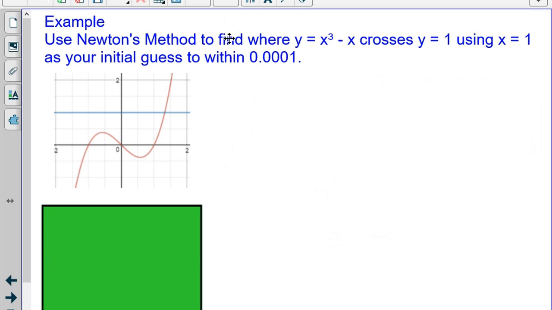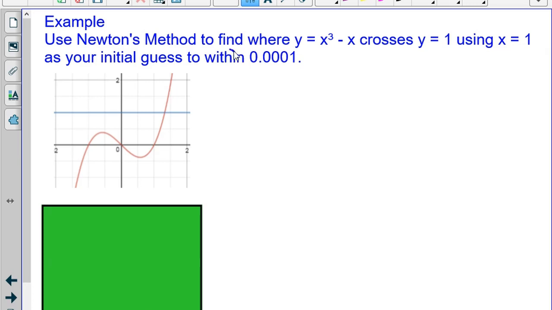Last thing, use Newton's method to find where y equals x cubed minus x crosses y equals 1 using x equals 1 as the initial guess. I'm glad they're telling us to use x equals 1. I tried x equals 2, and trust me, it's a lot worse. It doesn't mean that it gets there any slower. It just means it's a lot harder to do by hand because when you plug in 2, it gets really nasty really fast.